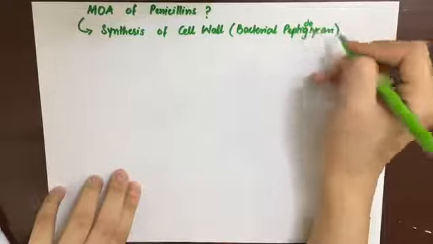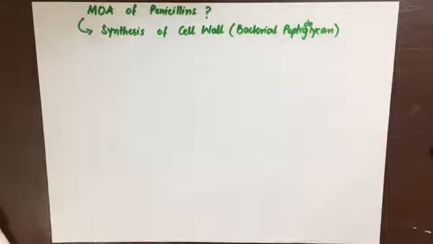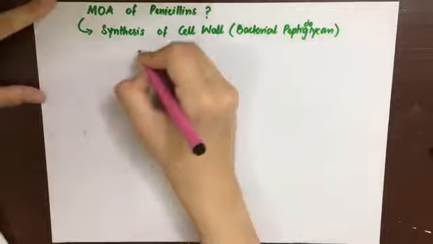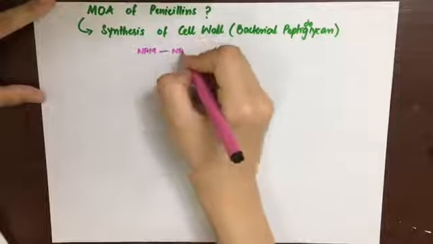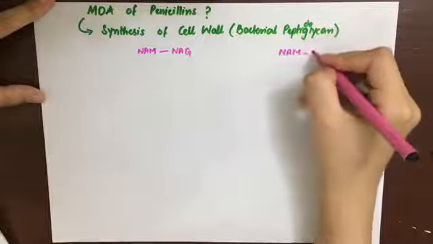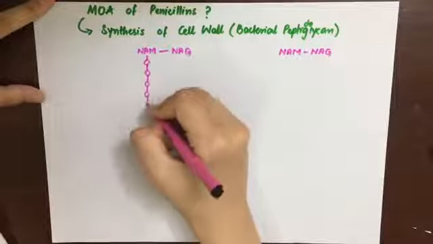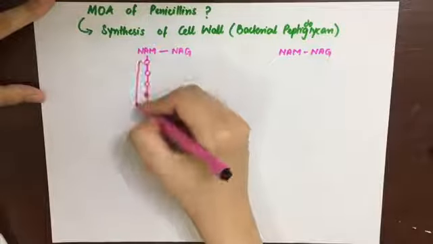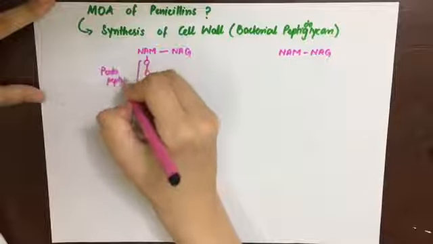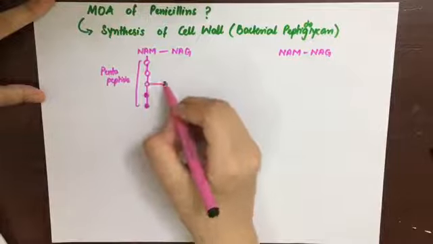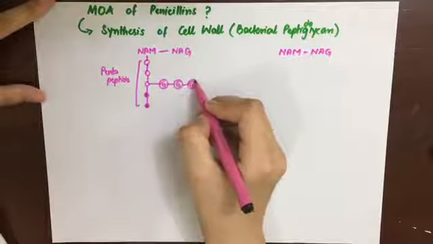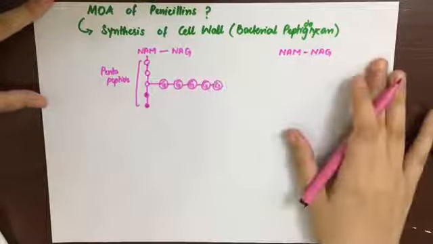Now, we know that the bacterial cell wall is made up of peptidoglycan, and as is evident from its name, it has glycan chains cross-linked by peptide chains. Now, the glycan chain is composed of alternating amino sugars such as N-acetyl muramic acid and N-acetyl glucosamine. To this N-acetyl muramic acid is attached a pentapeptide which has terminal 4 and 5 D-alanine amino acids.